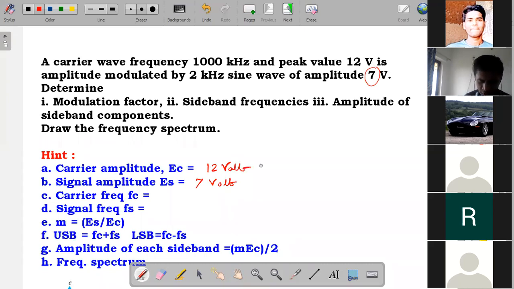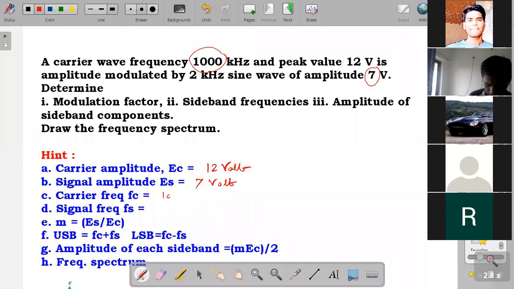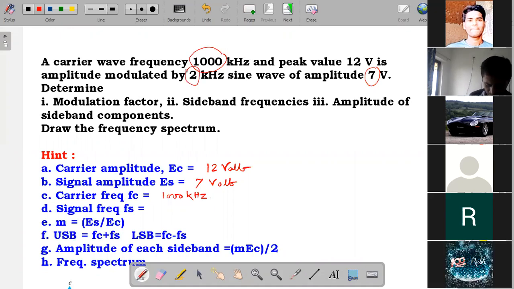Carrier frequency Fc. What is your carrier frequency, dear student? 1000 kilohertz. Therefore, I can write here 1000 kilohertz. Signal frequency. What is the signal frequency? 2 kilohertz. Very good. Nice. 2 kilohertz. Now, then, yes, we have options A, B, C and D.